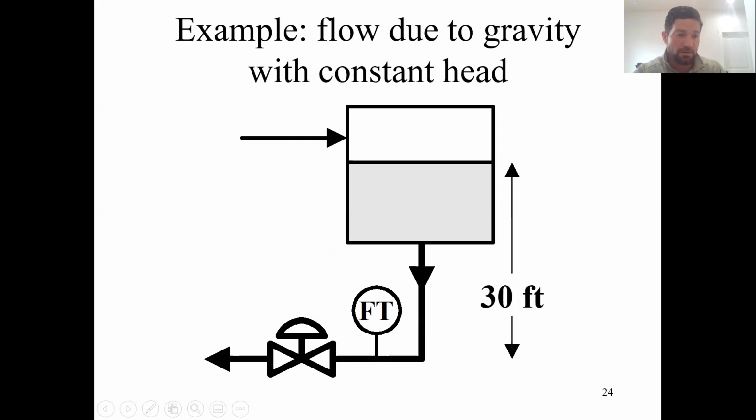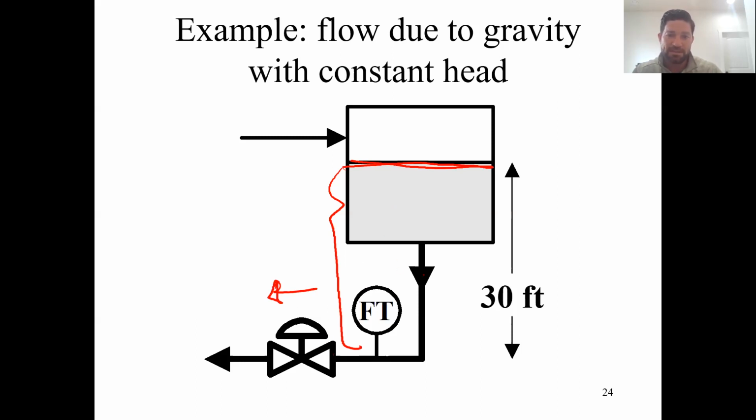Okay, so we'll start first. Let's look at an example where we have flow due to gravity. What this means is that there's a constant hydrostatic head. If we have a tank right here that has a constant level in the system, the height of the fluid right here is driving the flow through this valve. So the pressure generated here is going to be constant.